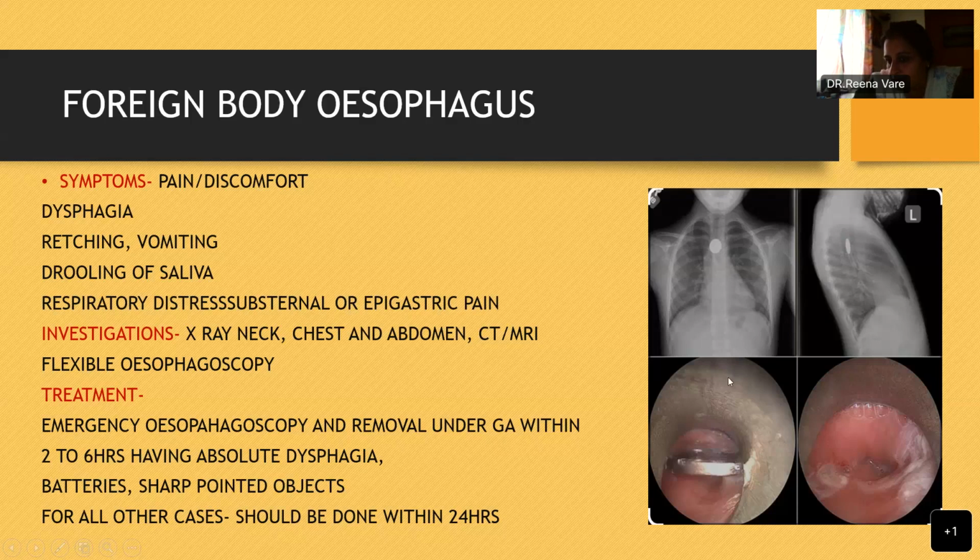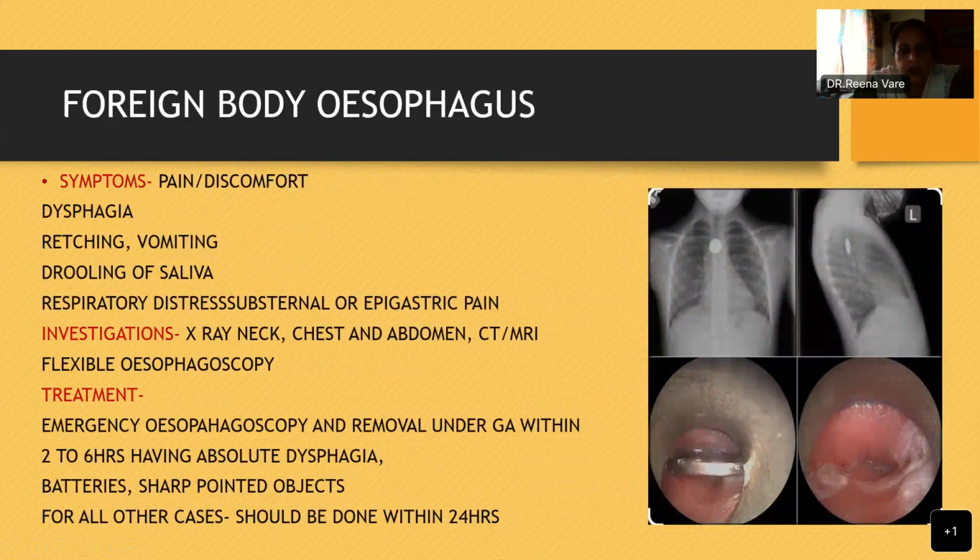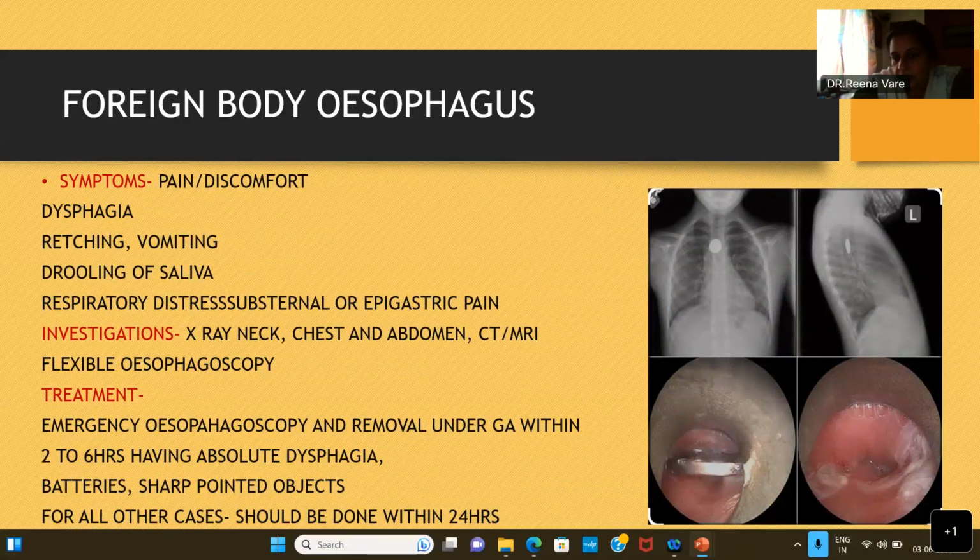Now, this is the foreign body which you are seeing during the endoscopy, where this foreign body is stuck inside the esophagus. So you have to remove it with the help of an endoscopy. Okay, investigations: X-ray neck, X-ray chest and abdomen, CT or MRI if available, if you suspect that there are multiple foreign bodies.